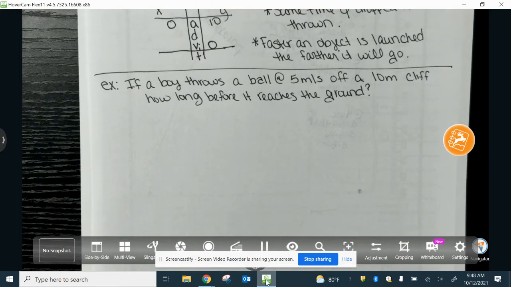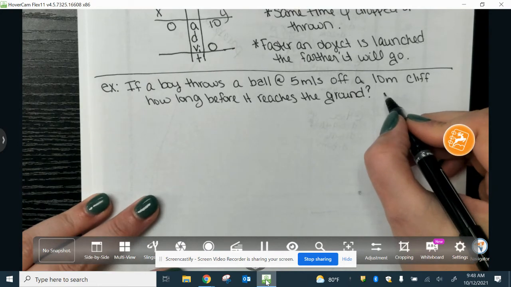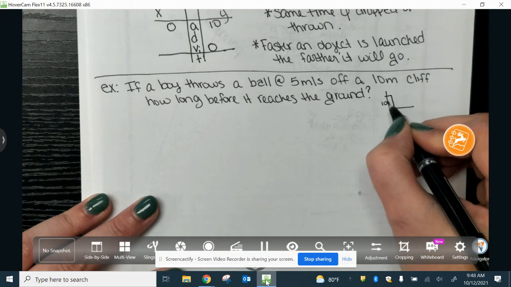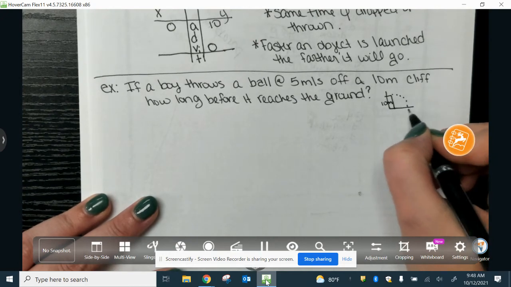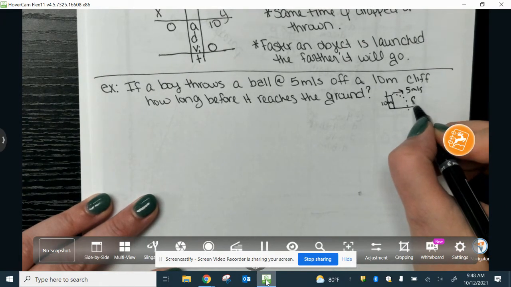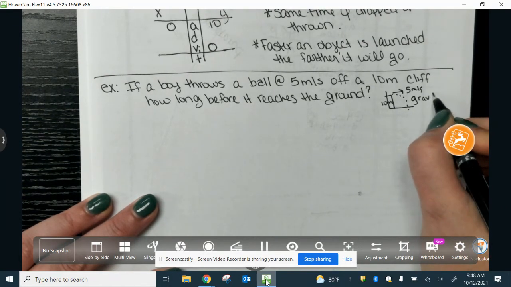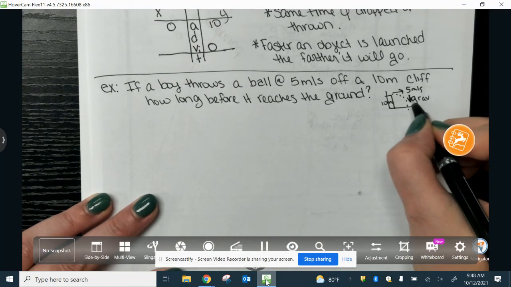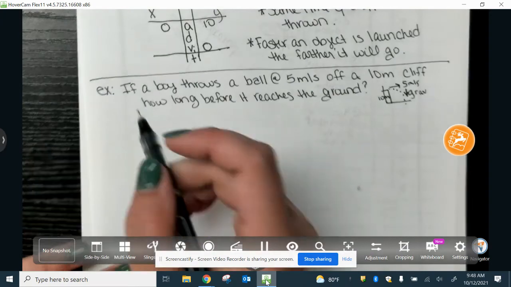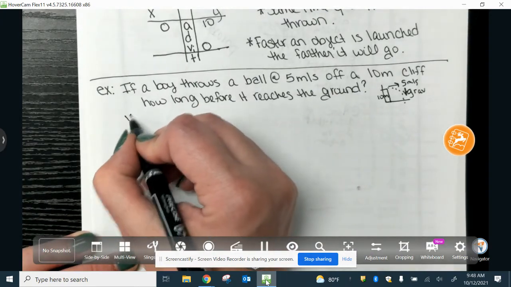So we have to think about this in the x, side-to-side motion, and up and down motion. So here's my cliff. It's 10 meters. The ball is launched at 5 meters per second. And the only thing making it fall down in the up and down direction is going to be gravity. Maybe instead of putting gravity, I'd put 10 meters per second squared. That's a sketch. It's not that difficult. We're going to make our table.